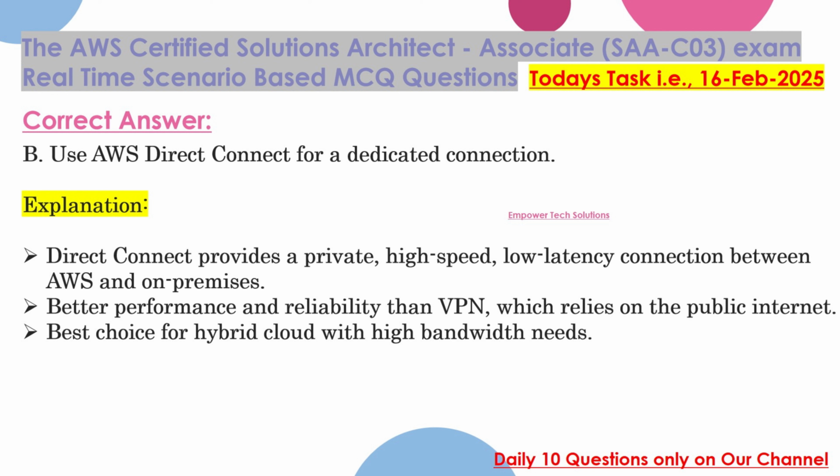Correct answer: B. Use AWS Direct Connect for a dedicated connection. Explanation: Direct Connect provides a private, high-speed, low-latency connection between AWS and on-premises. Better performance and reliability than VPN, which relies on the public internet. Best choice for hybrid cloud with high bandwidth needs.